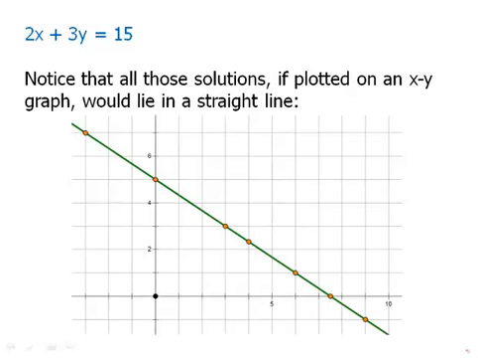Notice all those solutions, if plotted on an xy graph, would lie on a straight line. So all the 7 solutions that we mentioned, those are the 7 dots on this diagram, and they all lie on a straight line.